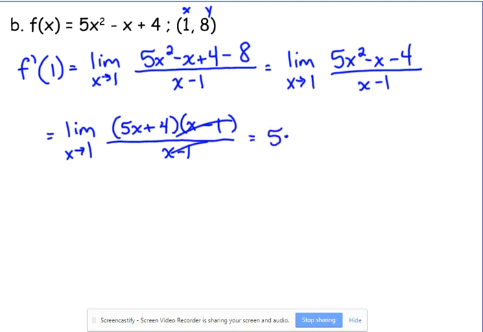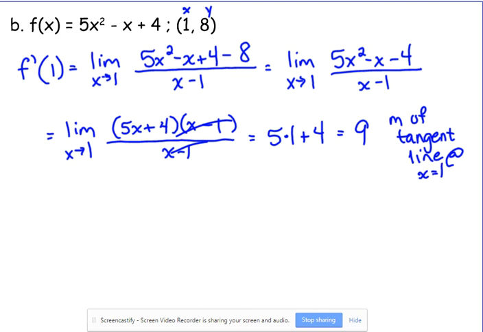Then we can plug in 1. Okay, 5 times 1 plus 4 is 9. So that is the slope of the tangent line. I'm going to keep writing it because you've got to get that ingrained. Okay, the slope of the tangent line at x equals 1. If we'd done it somewhere else, we would have gotten a different slope. Okay, if you'd done it anywhere else, you would have gotten a different slope. So the equation of the tangent line is y minus our y value is equal to the slope times x minus the x value. Okay, so that's the tangent line.